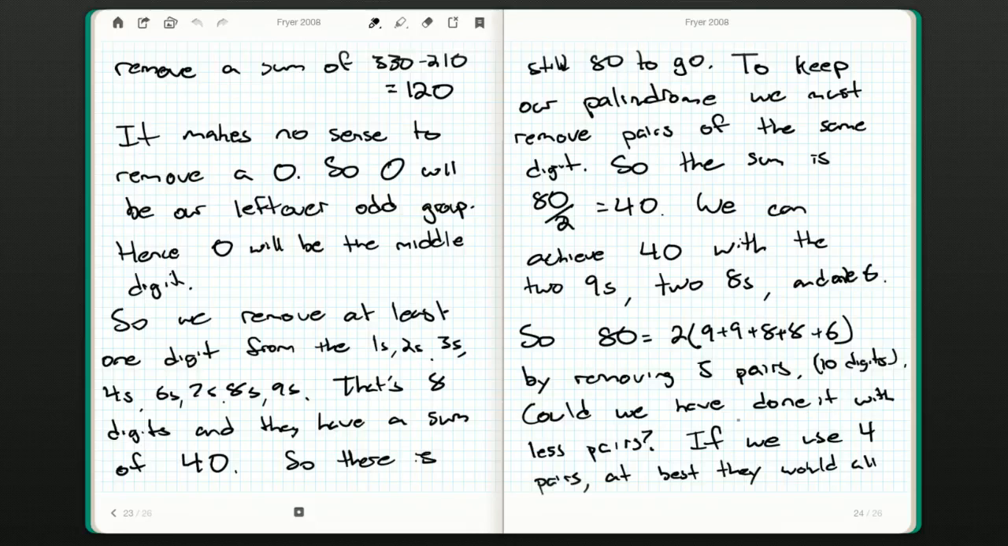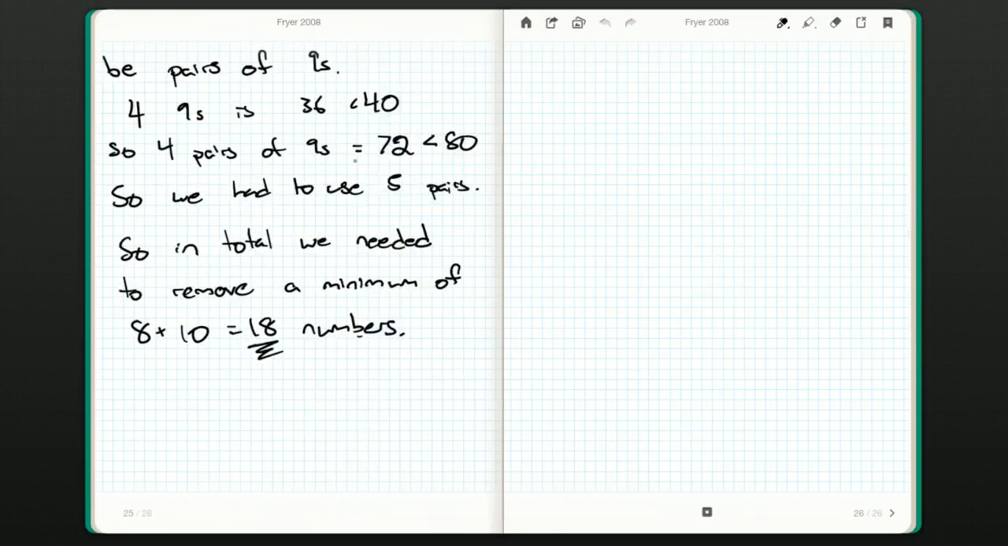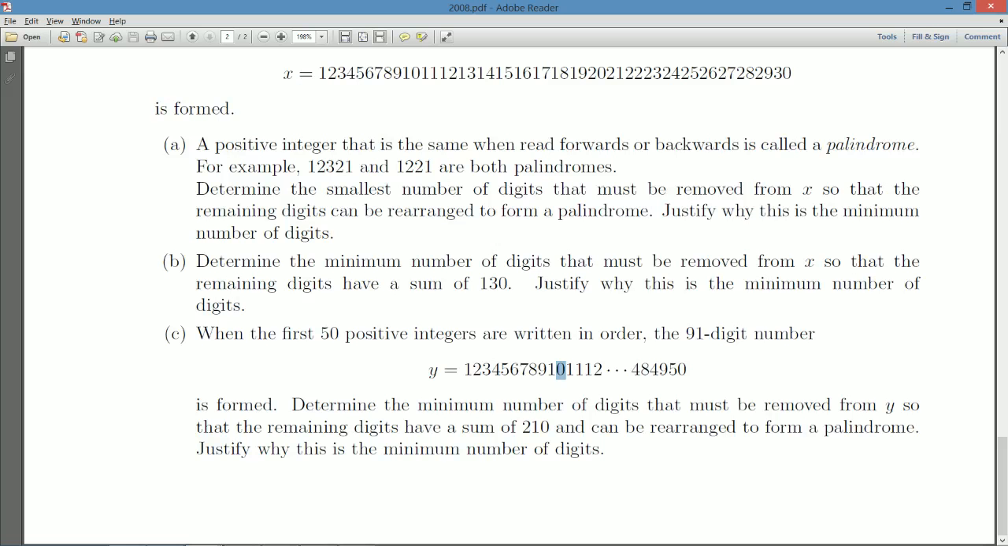However, we then had to ask, could we do it in less? We still need pairs, because we need to keep our palindrome. So could we do it in 4 pairs? No, we couldn't. We justified our use of 5 pairs, which is 10 digits being removed. And we already had removed 8, and that gives us a total of 18 digits. And I think that's all we were asked for. Sum of 210, form a palindrome, and we want the minimum number of digits. So that's it. We're done the last question on the 2008 Friar.